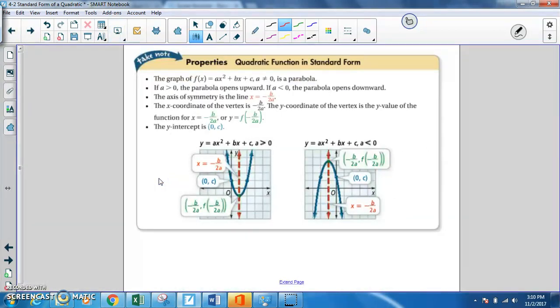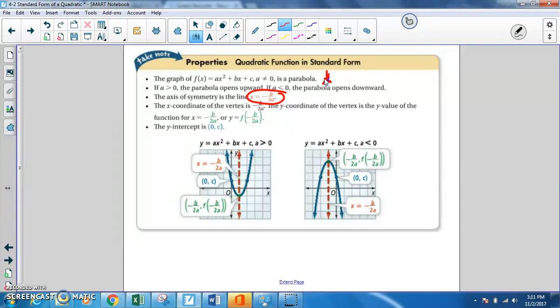Properties of quadratic functions in standard form. If we have the graph ax squared plus bx plus c, a cannot be equal to 0, then we have a parabola, which makes our graph quadratic. If a is positive, our parabola opens upward, and if a is negative, our parabola opens downward, just like in vertex form. Our axis of symmetry is found by negative b over 2a.